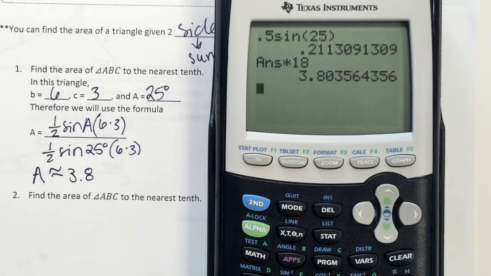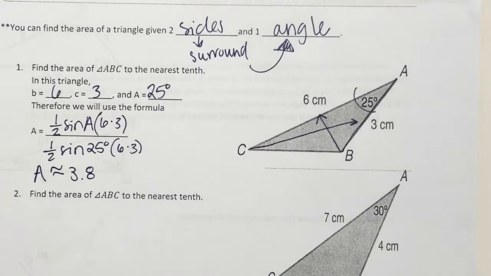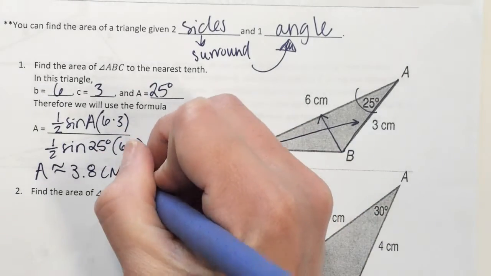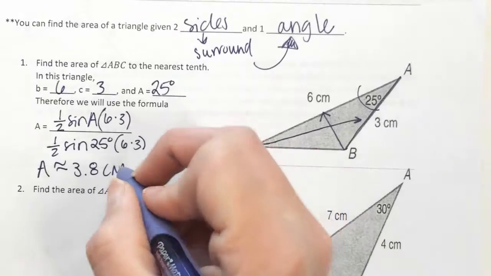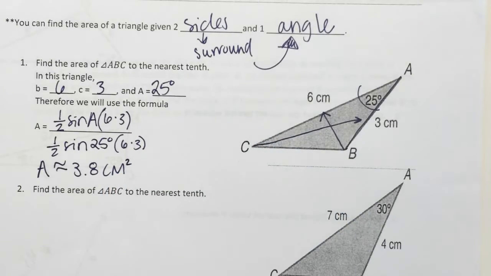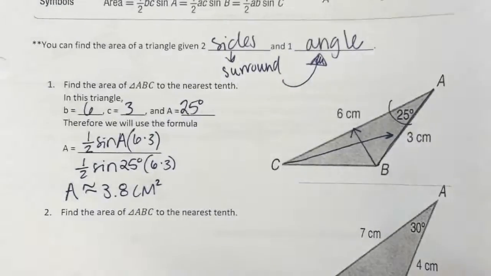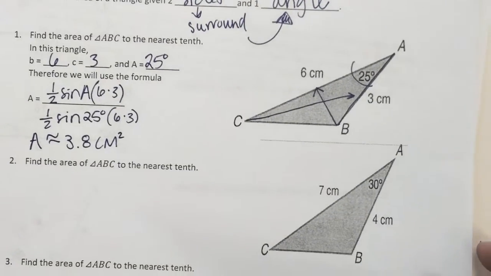And now let's think about our units of measure. What was the measurement for this triangle? Centimeters. When we're talking about area, it's going to be centimeters what? Squared. Very good. You're thinking of volume. Any questions about that?